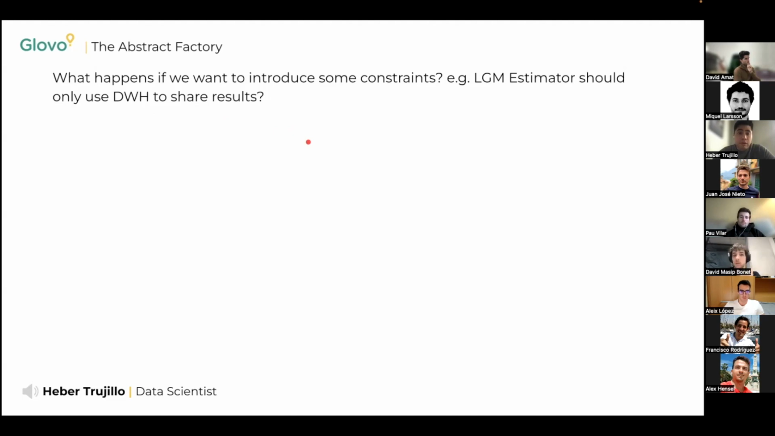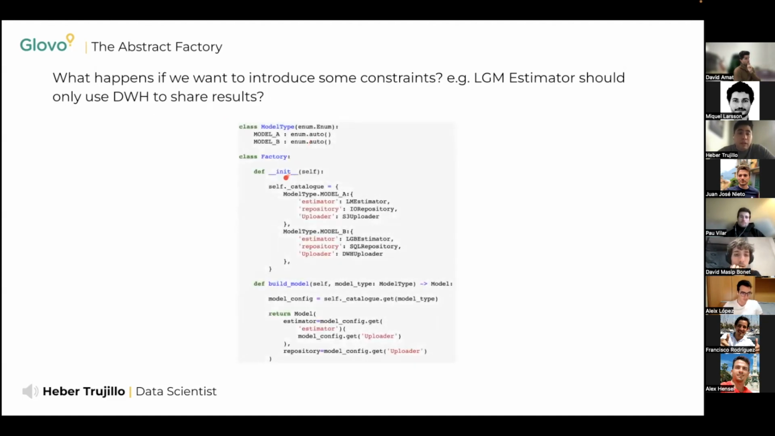In order to do that, we can introduce the abstract factory that helps us to centralize the different configurations that are valid for our machine learning system. And we are going to delegate the responsibility of instantiating the object to it. In that sense, we may have a model A configuration that is composed of a linear model estimator, an IO repository, and an S3 uploader. And in parallel, we'll have the model B configuration, which is going to be the LightGBM estimator, SQL repository, and data warehouse uploader. And then we are going to have this constructor here, which is called build model.